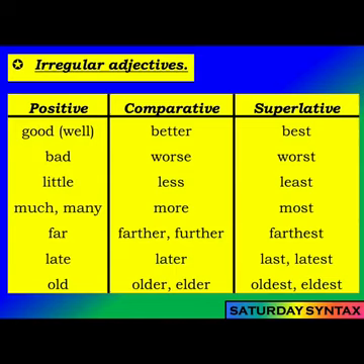Now friends, this table is very important. This table is about irregular adjectives. Friends, in these adjectives, we cannot add suffix er and est in comparative and superlative. Neither can we add more and most in comparative and superlative.